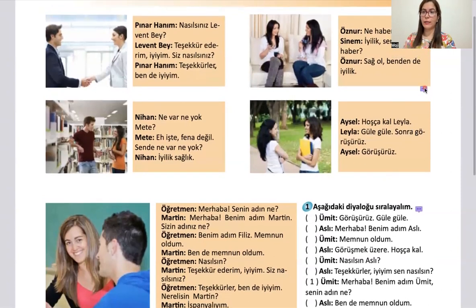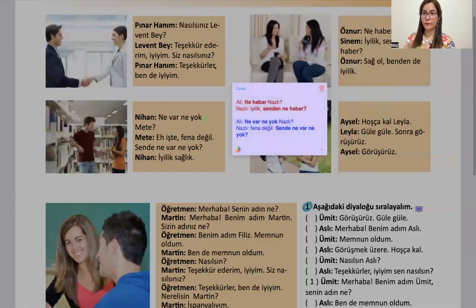Well, before going to the last conversation, there is a tip here about these two conversations. Let's check them. In informal contexts, when you are with your friends, you can use some phrases to ask what's up, is there any news? How is it going? For example, Ali says, ne haber Nazlı? What's up? Is there any news? Nazlı says, iyilik, everything's good. Senden ne haber? Be careful. When somebody asks you ne haber, you must ask senden ne haber.